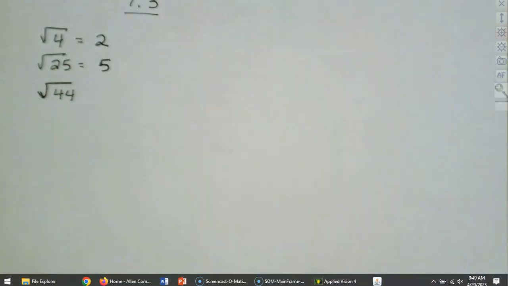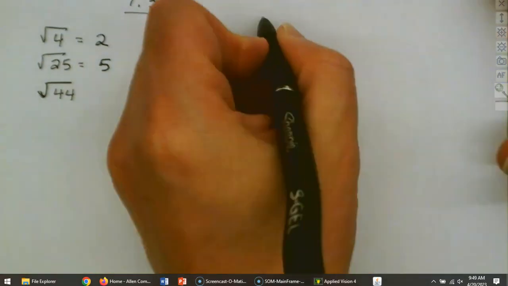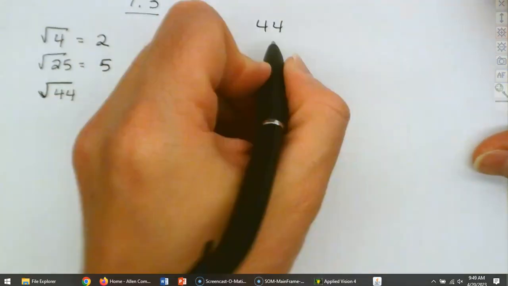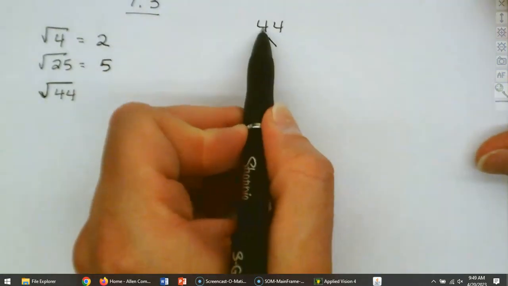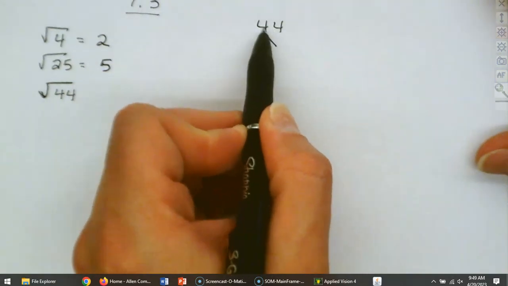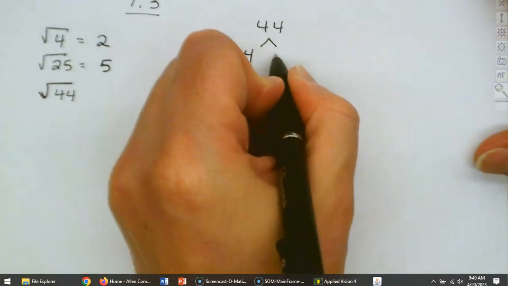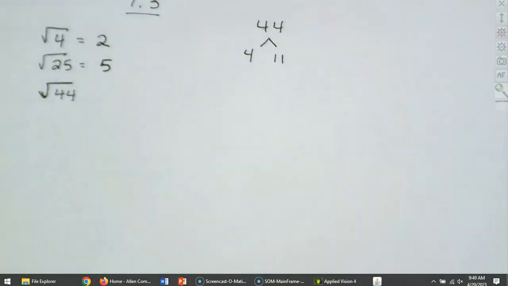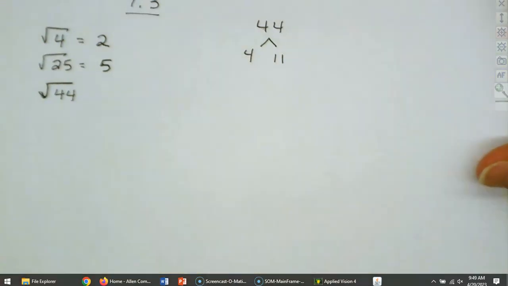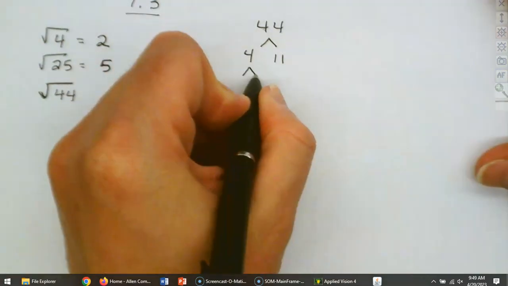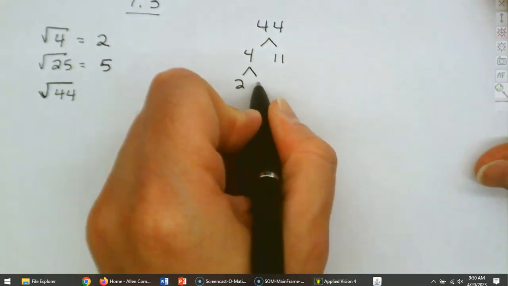Now, when we think about square roots and we break them down, they're going to be pairs. So we're going to take this 44 and break it down into 4 and 11, right? Because 4 times 11 is 44. Now, we need to break these down further if we can. 11 will not break down, but we know that 4 breaks down into 2 and 2.